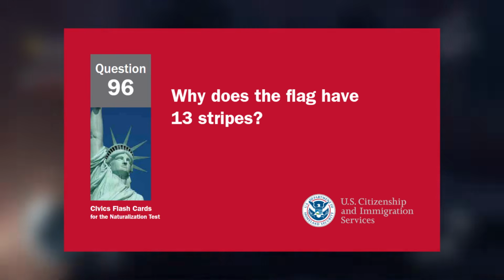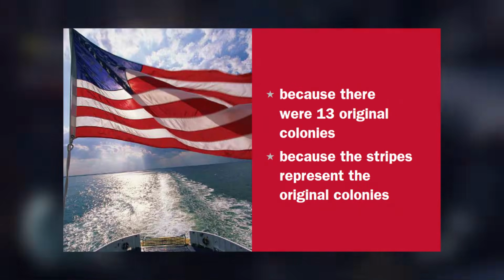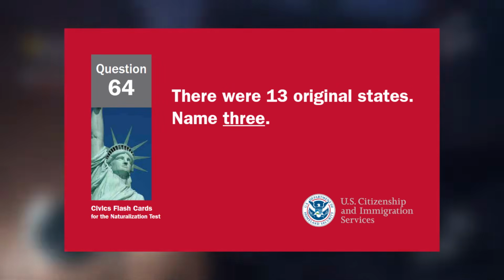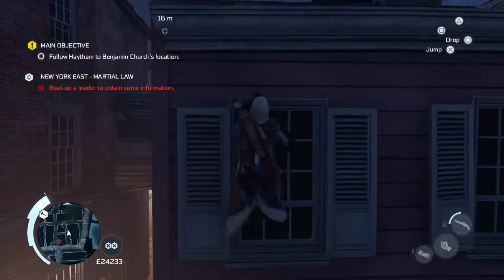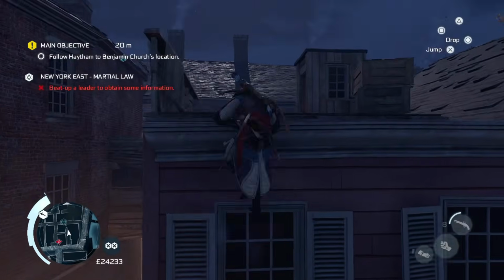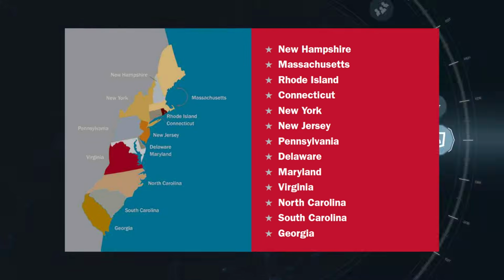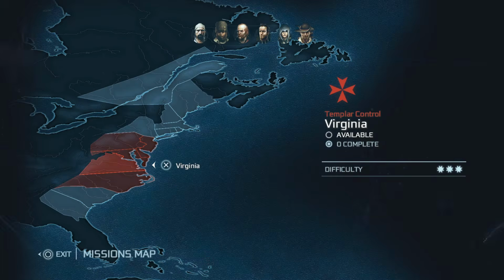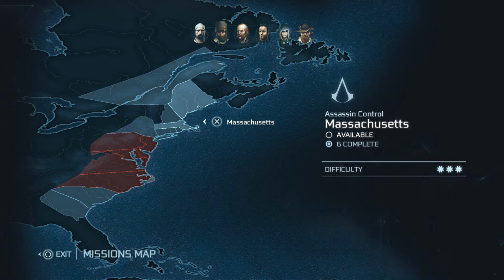One of the possible questions is, why does the flag have 13 stripes? It's because there were 13 original colonies, and you can also be asked to name 3 of them. Connor's adventures primarily take place in Massachusetts and New York, so that's 2 right there. AC3 names all 13 in the Assassin Recruits menu, where you can deploy your assassins in training to missions in these various colonies. So just pick any one of these and make sure you say Massachusetts, not Boston.